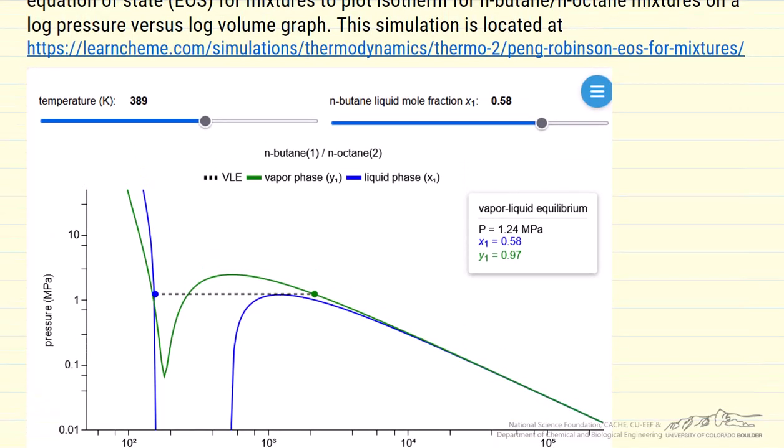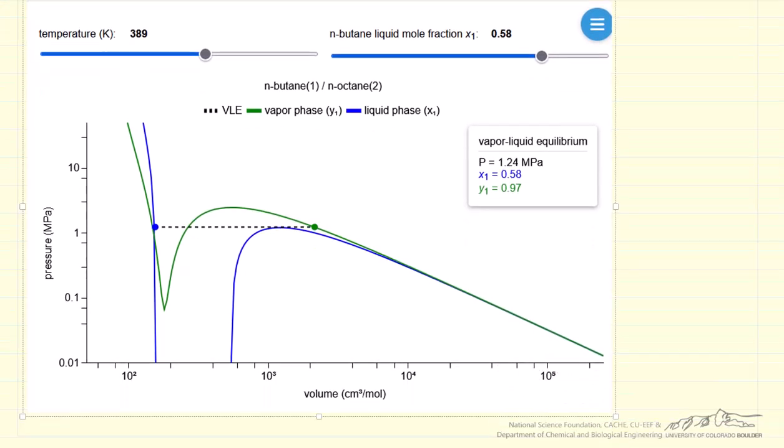Let's look at what we are plotting. So we have two curves. The blue curve corresponds to the liquid phase. So we specify the liquid mole fraction with this slider. And then this is the isotherm. So we specified the temperature, 389 Kelvin. If we change the temperature, we change the isotherm.